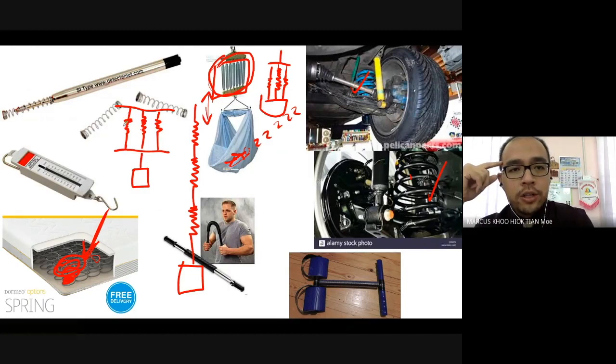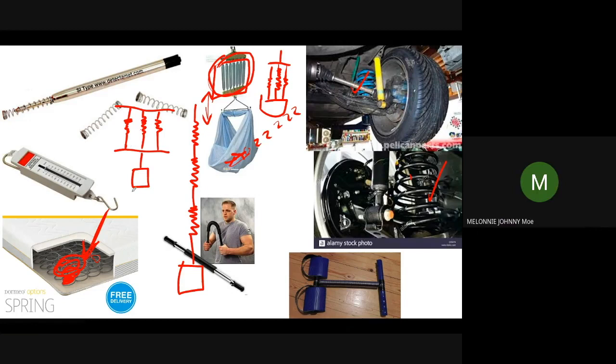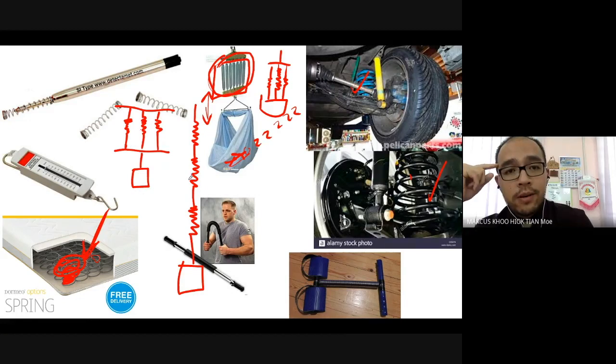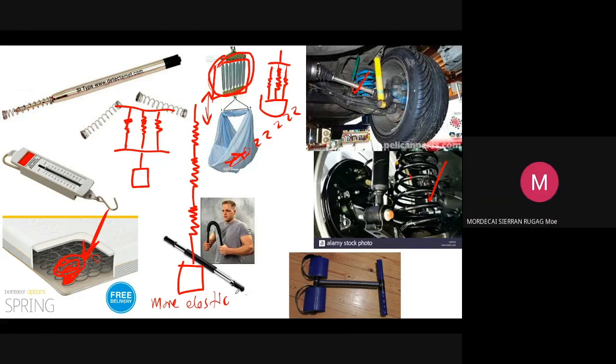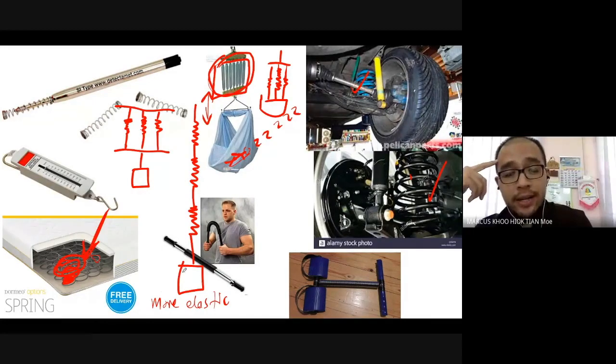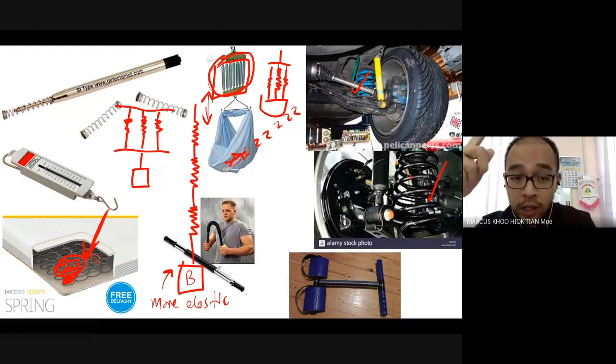The one that is arranged 3 in a row, or one after another? One after another, 3 in a row. I heard both answers. Which one is more elastic? One after another. Okay, the second one. The one after another is more elastic because it is less stiff.